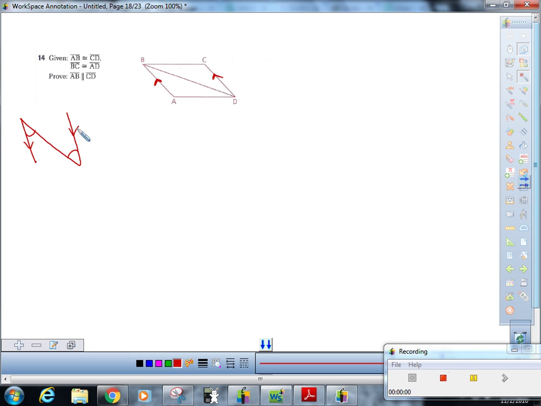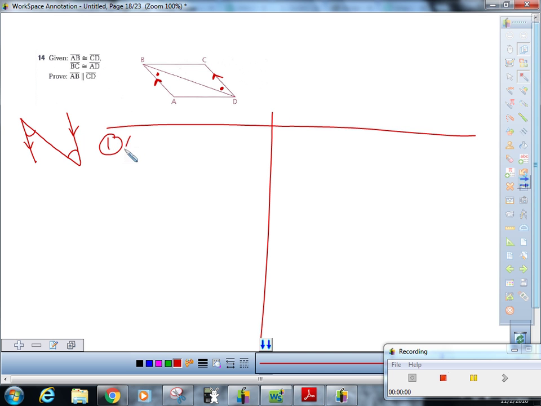So our new goal is to prove that this angle is congruent to this angle. Well, it's not that hard at all. We are given that AB is congruent to CD, so I'll mark it. AB congruent to CD, and we are given that BC is congruent to AD, okay? So we are a step away from proving our triangles congruent. So what comes next?